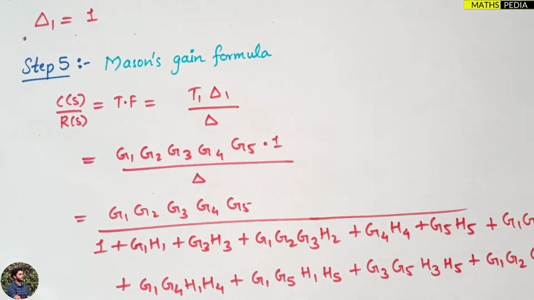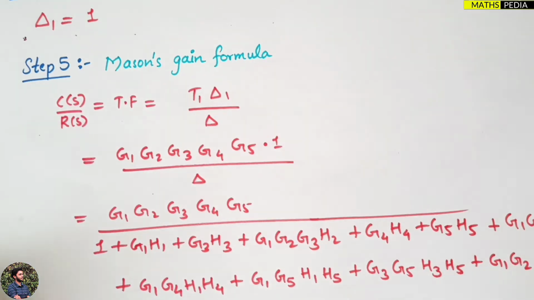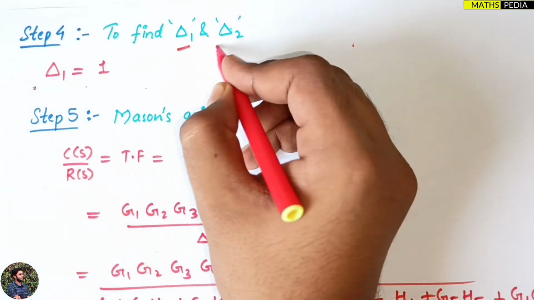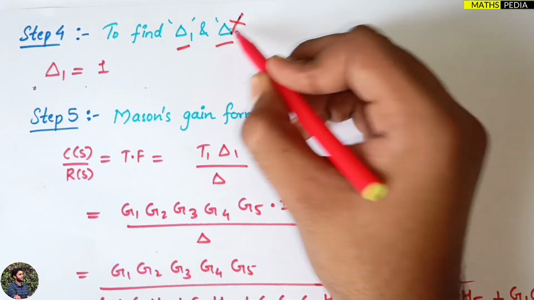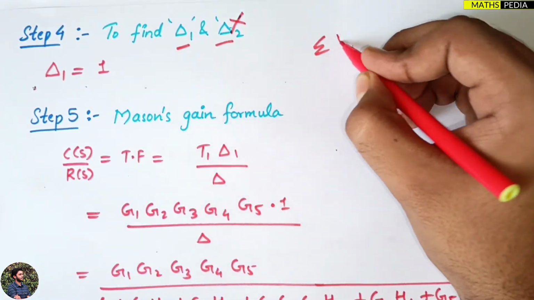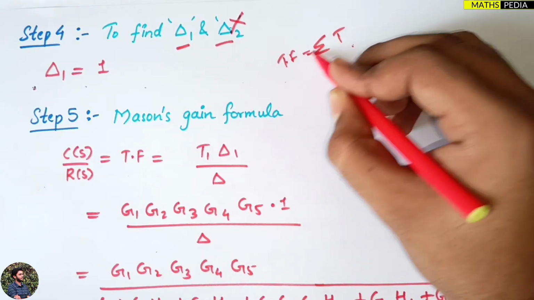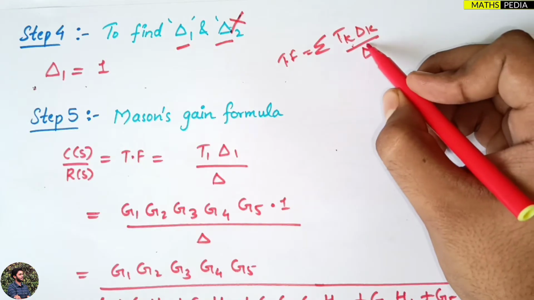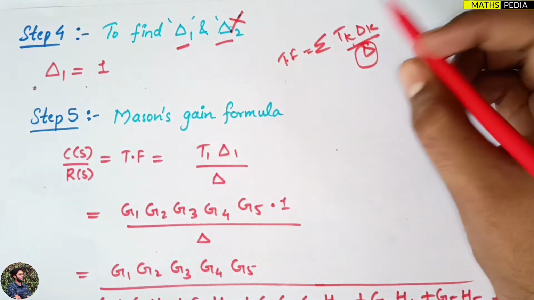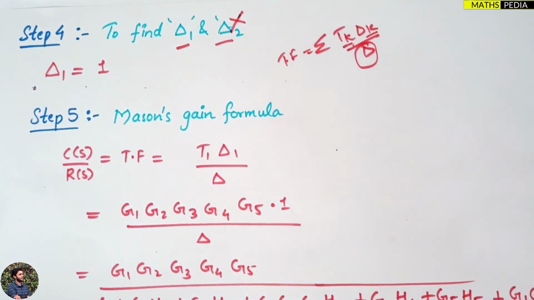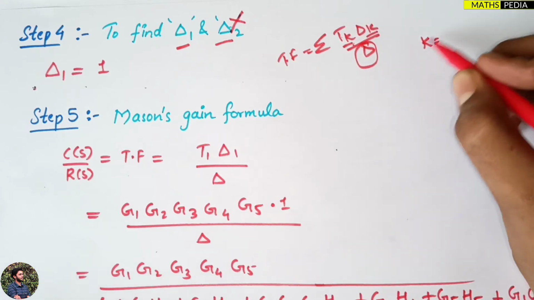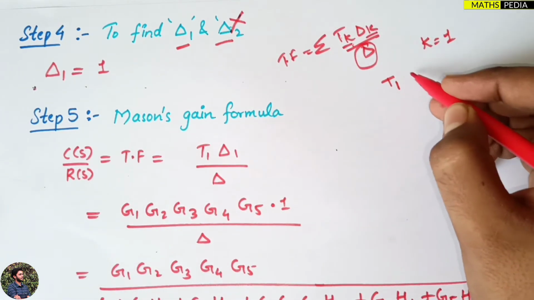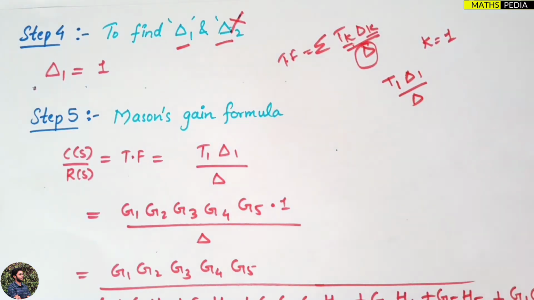Now let us go to the next step, step 4, which is to find delta 1 and delta 2, but in this case delta 2 is not there. I will tell you the transfer function formula is given as summation of tk delta k by delta. In this we have found delta, that we have done. Now tk and delta k, what is that? If the number of forward paths is 1, the formula becomes t1 delta 1 by delta. This will be the formula.